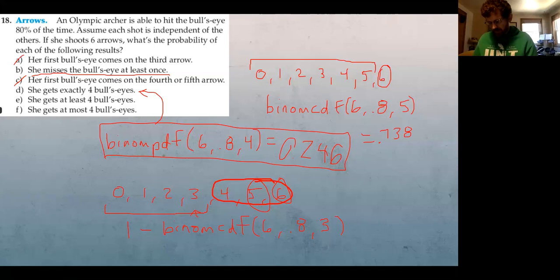And you can do the 1 minus after the fact. You can just run the binomial CDF first.